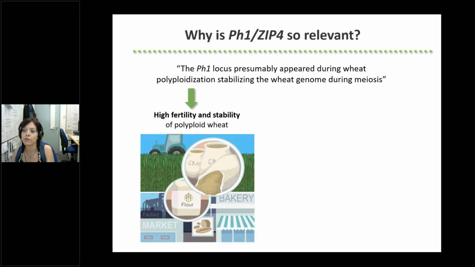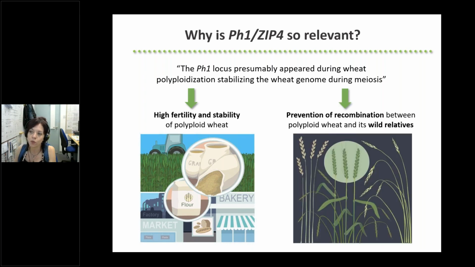However, this improved stability and fertility was obtained at a cost. Let's say that it has some collateral effect, because the presence of this locus also prevented recombination between wheat and its wild relatives, reducing that way the chances of increasing the genetic diversity of polyploid wheat. And it is this reason, the secondary effect of Ph1, why it has been traditionally studied and the reason why it has been exploited in wheat breeding.